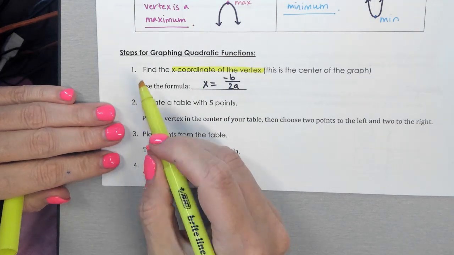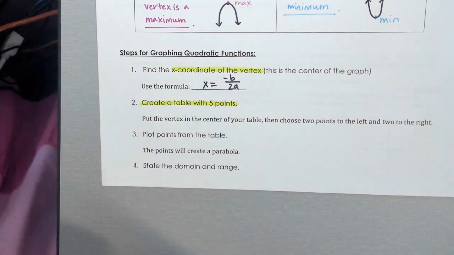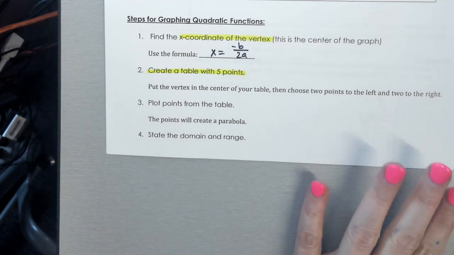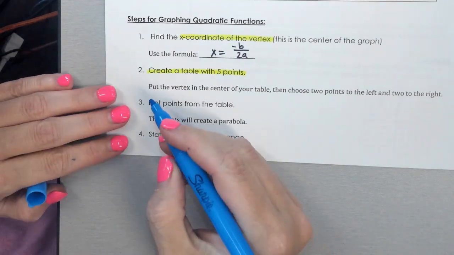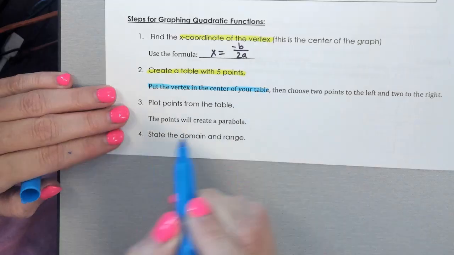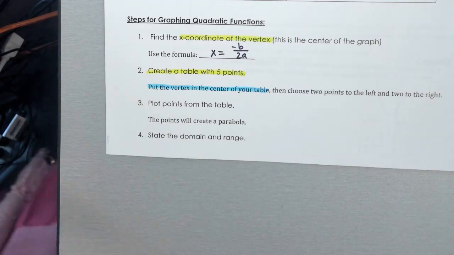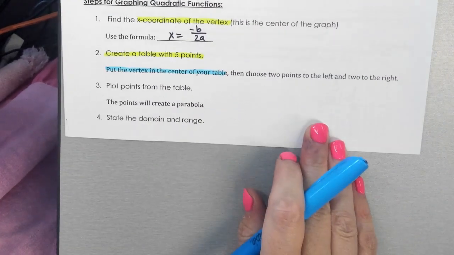And then we're going to create a table. It's going to have 5 points on it. When you create that table, you are going to put the vertex in the center, and then you can just choose 2 points to the left and then 2 points to the right.